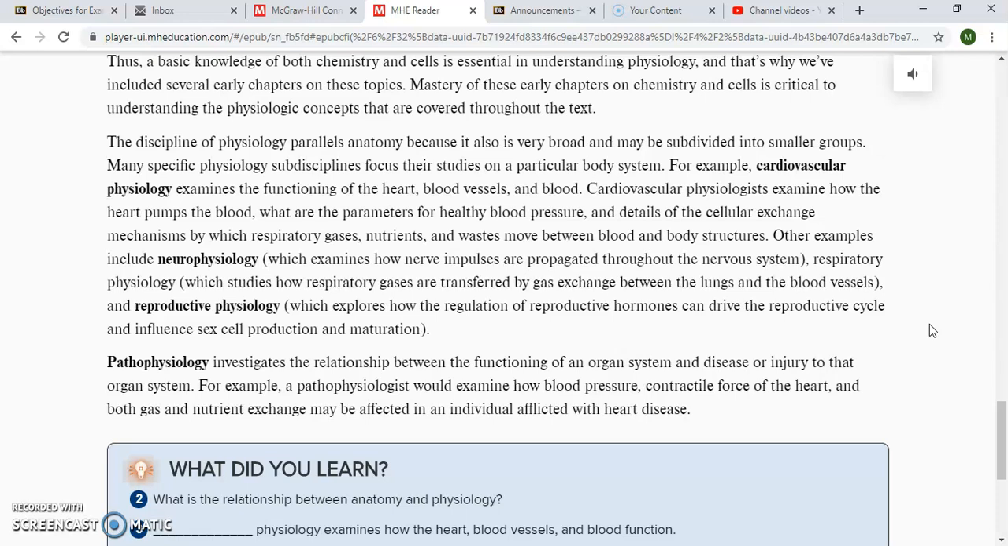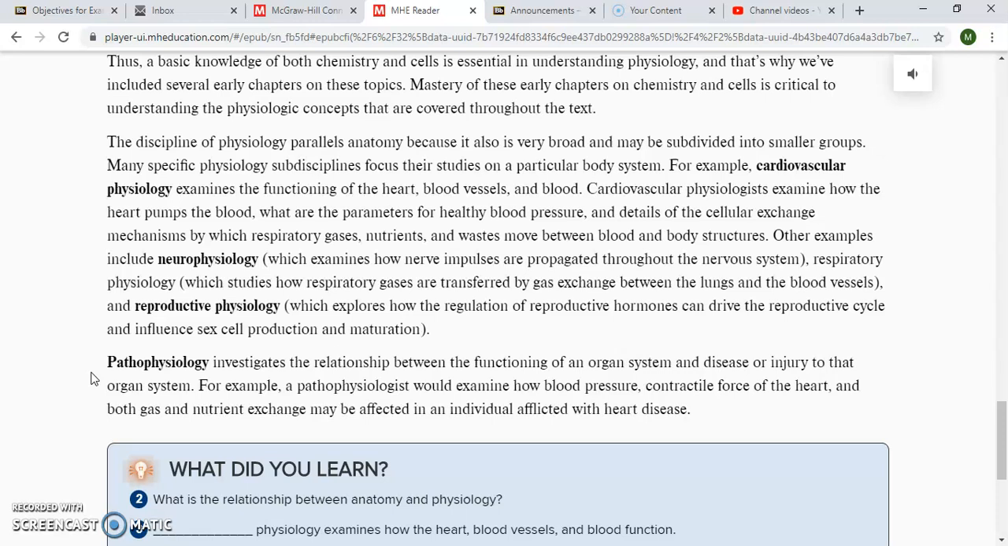And again, you still need the systemic anatomy to understand all the parts of the cardiovascular system, all the parts of the nervous system, as well as the reproductive and respiratory. So, okay. And then the last one is called pathophysiology. So there's that patho word. When I see patho, I think disease. So we talked about pathologic anatomy.